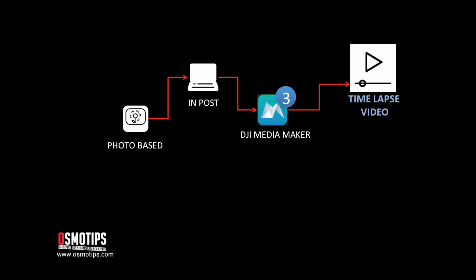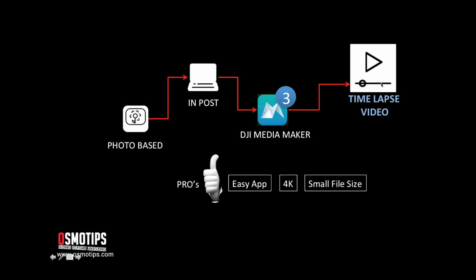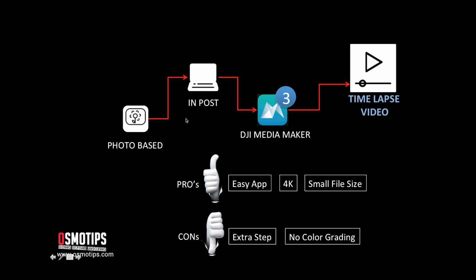The next one, photo-based in post, where you just take the images straight from the camera into the DJI Maker to create the time-lapse video. So the pros is the app you've seen is a very easy app to use. You get 4K video straight out of that. In fact, it's larger than 4K because it's 4000 by 2250 pixels. Again, the file size is not that bad. The cons is there is an extra step, obviously, although it's an easy step. And there's no color grading capabilities if you use this method.